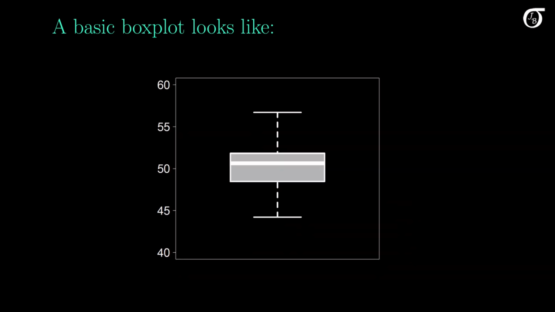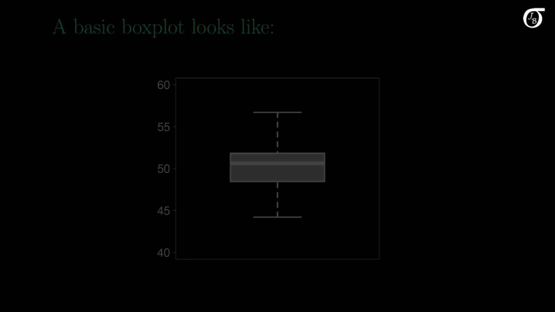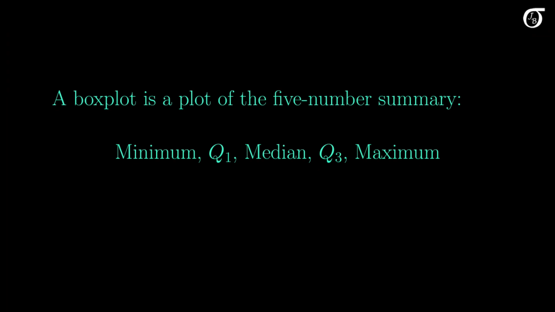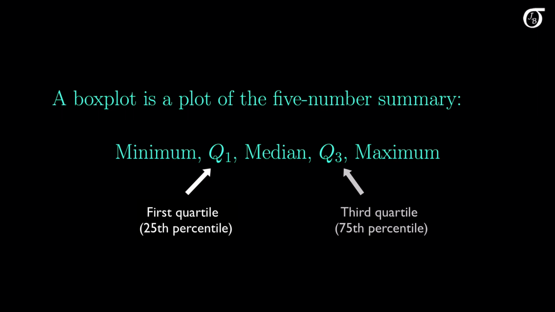In their simplest form, like you see here, a box plot is a plot of the five-number summary. It contains these five pieces of information. Q1 is the first quartile, also known as the 25th percentile. Q3 is the third quartile, or the 75th percentile. I'm going to assume you've already been introduced to these quantities and you know what they mean.